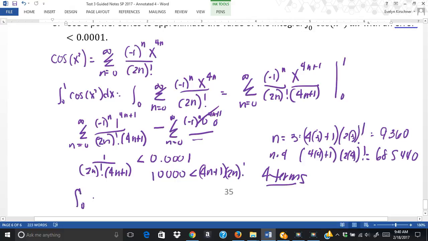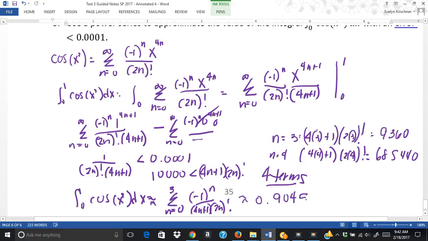So my integral from 0 to 1 of cosine of x squared dx is going to equal approximately the sum from n equals 0 to 3, which gives me the 4 terms I need, of (-1)^n over (4n plus 1) times (2n)!, this one right here, because I'm looking at 1. If I plug it in and calculate those 4 terms, I get that the value is approximately 0.904523.